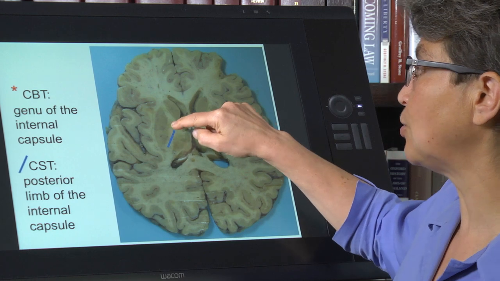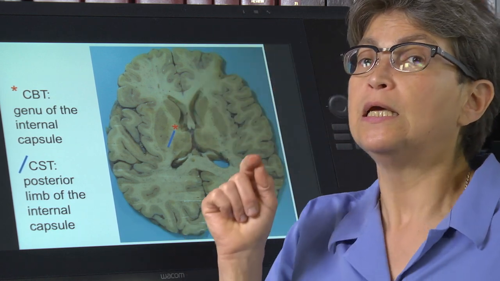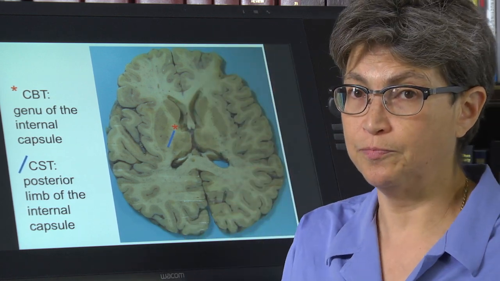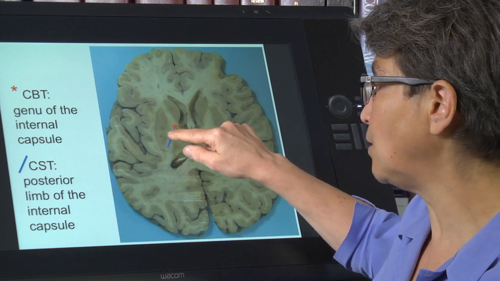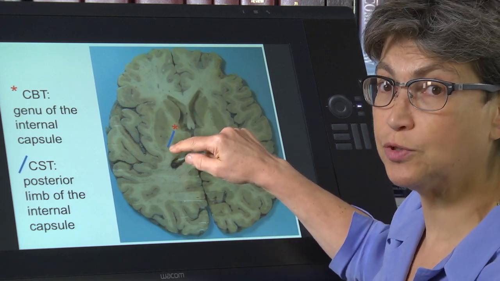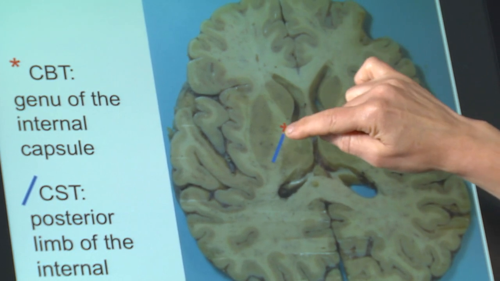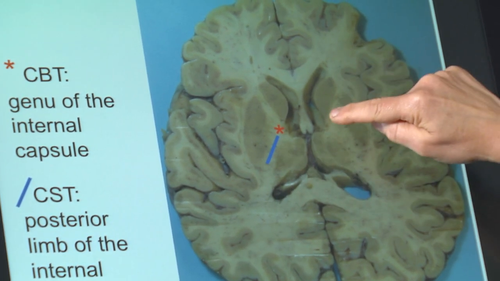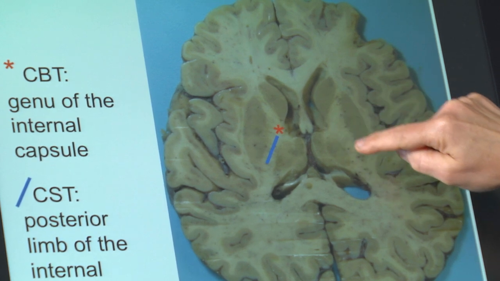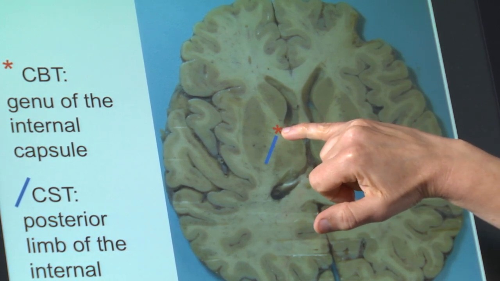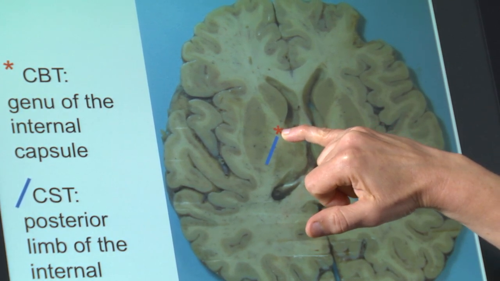Well, it turns out that the corticobulbar tract travels in the genu, and the corticospinal tract travels in the posterior limb. Here is the anterior limb, here's the genu, here's the posterior limb. Anterior limb, genu, posterior limb. And this is where the corticobulbar tract travels.